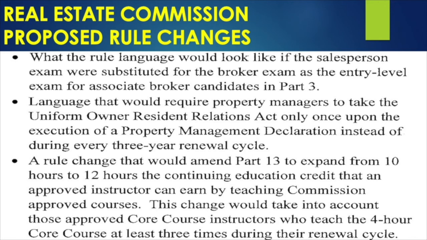A rule change that would amend Part 13 to expand from 10 hours to 12 hours the continuing education credit that an approved instructor can earn by teaching commission-approved courses. Expanded from 10 to 12 hours. And this change would take into account those approved core instructors who teach the 4-hour core course at least 3 times during the renewal cycle.